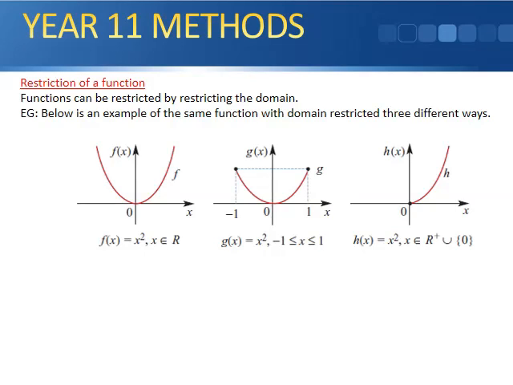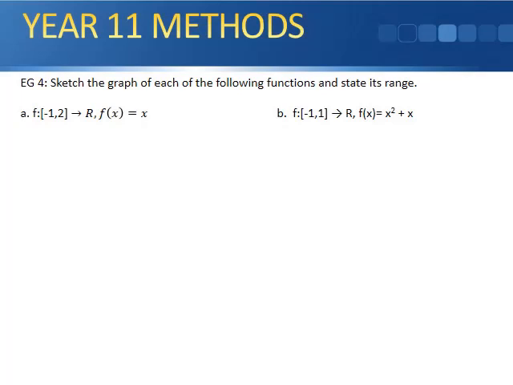Restriction of a function. Functions can be restricted by restricting the domain. Below is an example of the same function with the domain restricted three different ways. So this is the normal one, y equals x squared, and it's all reals. This is x squared, but it's between the x values of negative 1 and 1, and this is x squared where it's only the positive part. So we can restrict it.